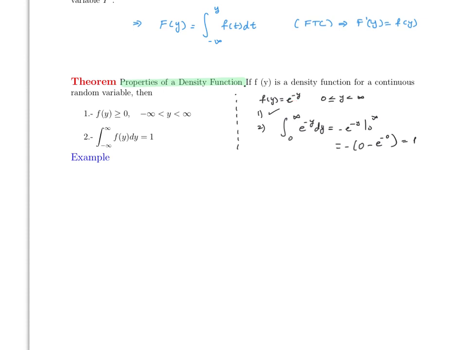For some random variable, which we actually will see in detail later, probably next week. For now, this is just a good illustration of what a density function is. Now let's do an example from the book.